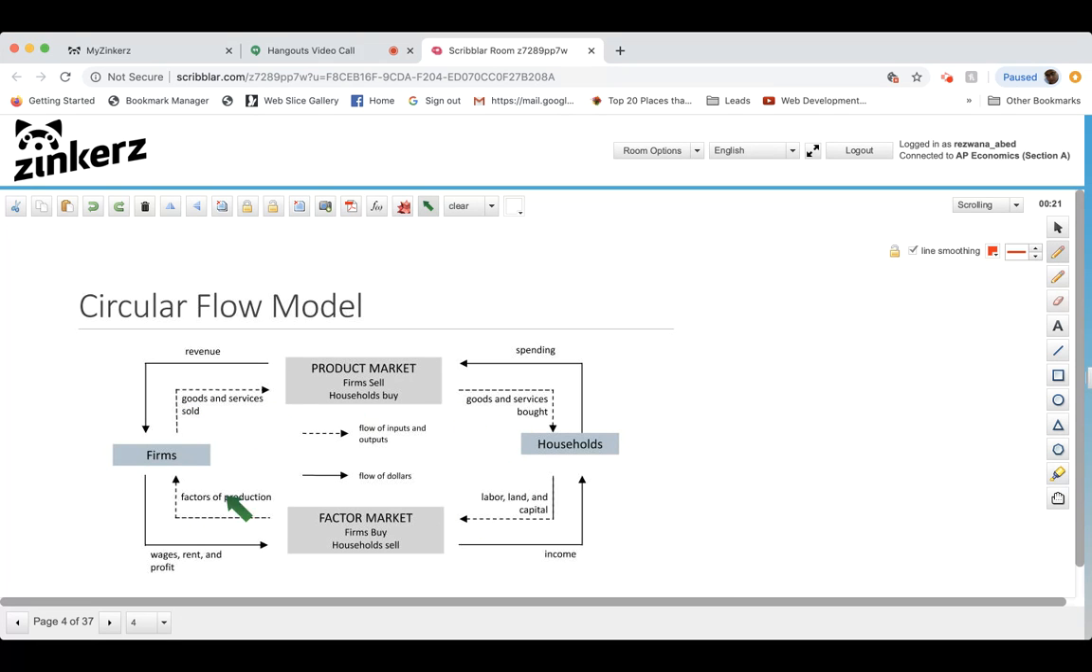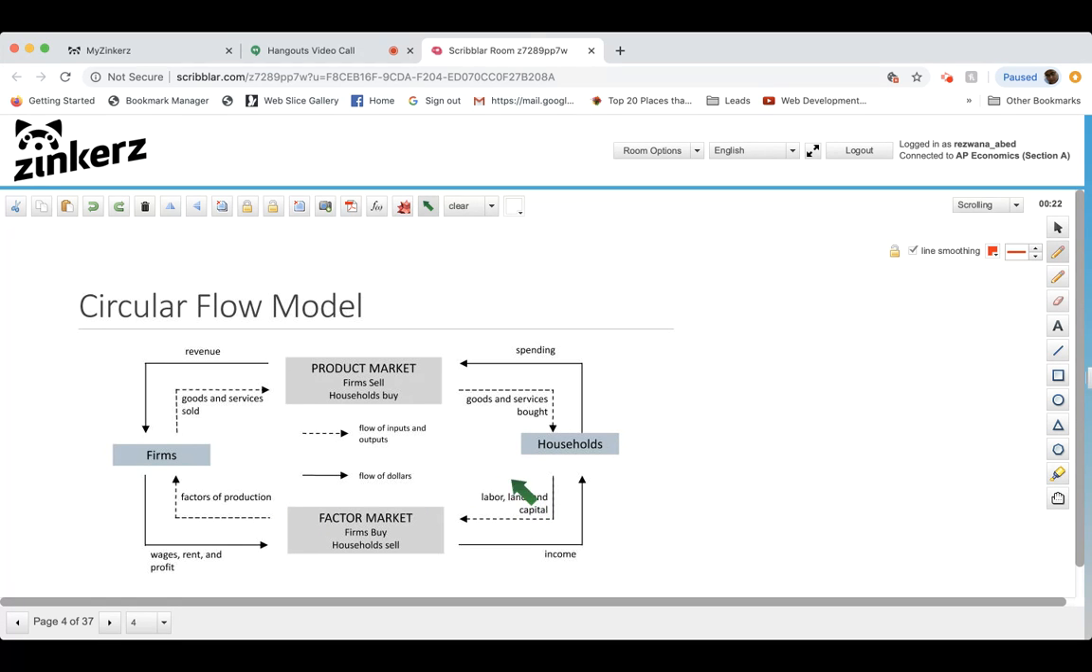So it's a closed loop, right? Everything just flows together. It's not one isolated thing. You wouldn't be able to produce things in the product market and sell them to households if you weren't able to acquire factors of production from households, right?